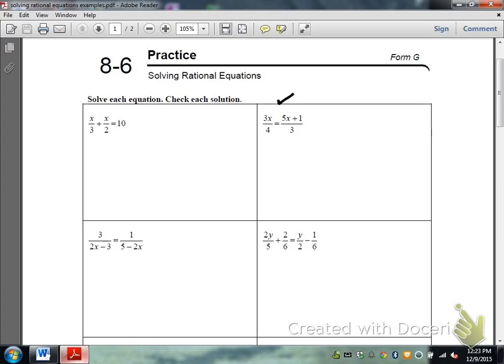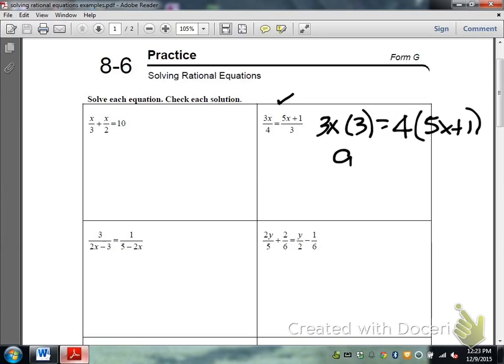Now, this one's slightly different than the first because in the first one, we had the addition of 2 rational expressions on one side. In this example, we just have a rational expression equaling a second rational expression. We can do this like we've always done it. We can use cross products. So that means we're going to multiply the diagonals: 3x times 3 and 4 times 5x plus 1.